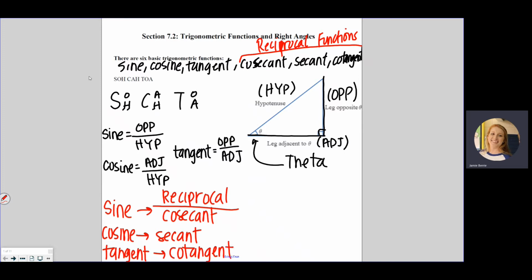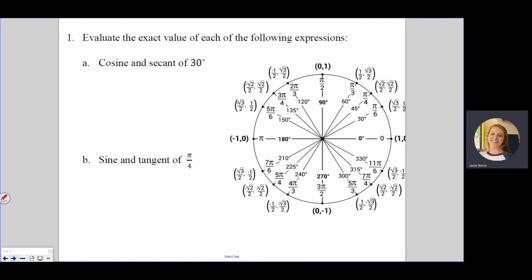All right, so those are super important. I wanted to highlight all the super important stuff, but the board's not letting me today. But SOHCAHTOA is super important. And then remembering how these reciprocal functions match up is also super important. So sine matches with cosecant, cosine matches with secant, and tangent matches with cotangent.